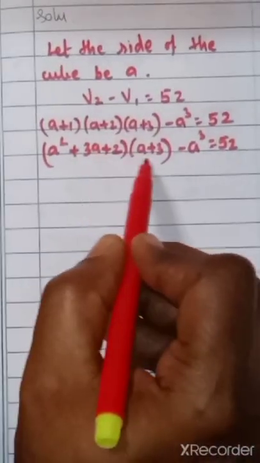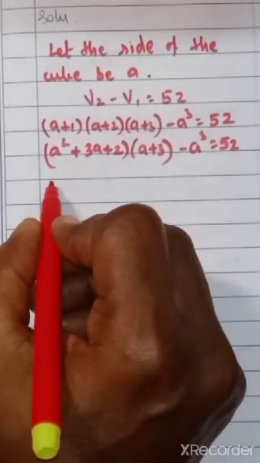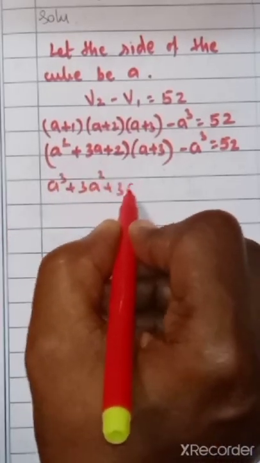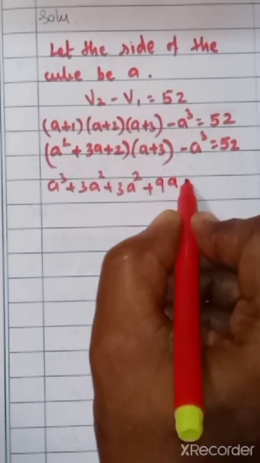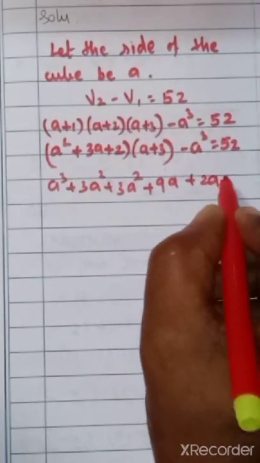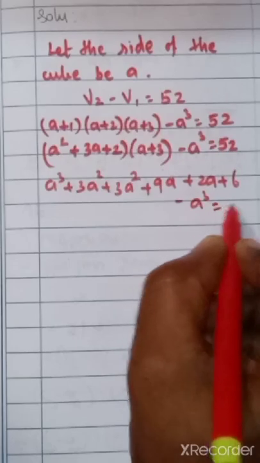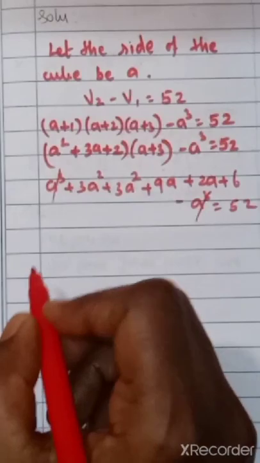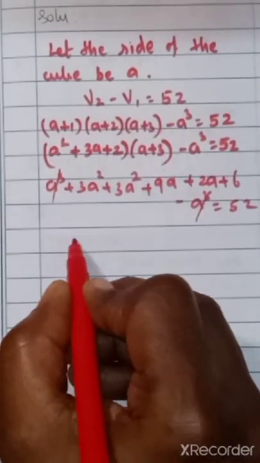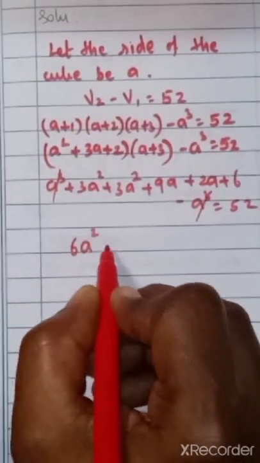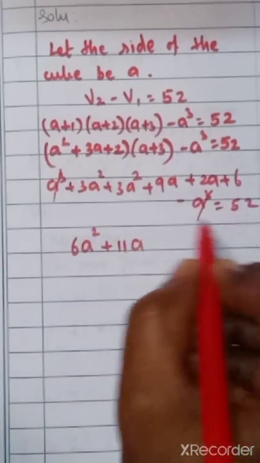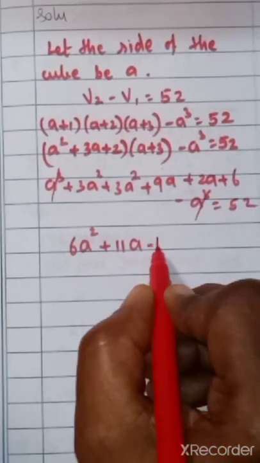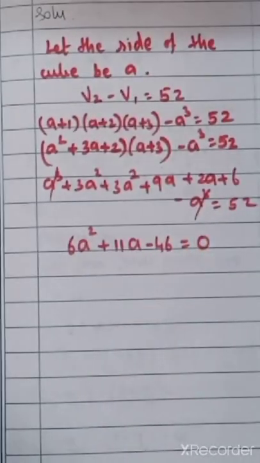Is that right? Now again we have to multiply. You have to multiply these two terms. Okay? So if you multiply, you will get a cube plus 3a square plus 3a square plus 9a plus 2a plus 6 minus a cube equal to 52. Right? So now this a cube will get cancelled. 3 plus 3 is 6. So 6a square plus 9a plus 2a is 11a, and 52 comes to this side as minus 52. So 6 minus 52 is minus 46, which is equal to 0.